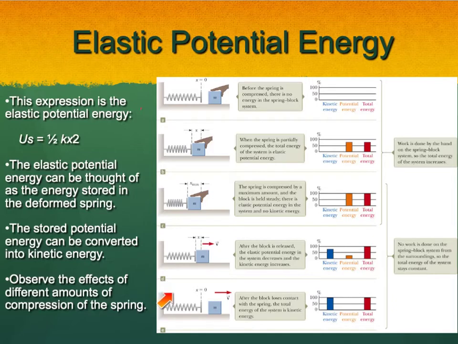So finally, let's look at D. Let's say that the block loses complete contact with the spring because now the spring has reached its equilibrium position at x equals 0. The block still has some velocity, so it's still moving. So now all of the potential energy has converted into kinetic energy.